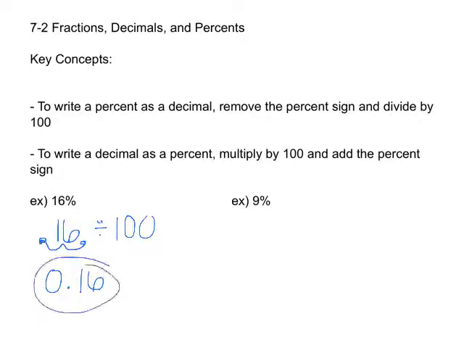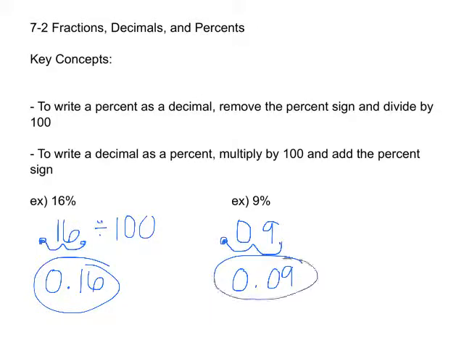So 16% becomes 0.16. For 9%, I drop my percent sign, and then I'm going to move my decimal 2 places because I'm dividing by 100. When I move that 2 places, I see that I have to fill in this spot with a 0. So I'm going to have 0.09 as a decimal. Go ahead and pause the video, and I want you to try these 3 on your own.